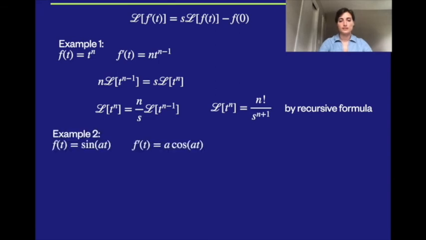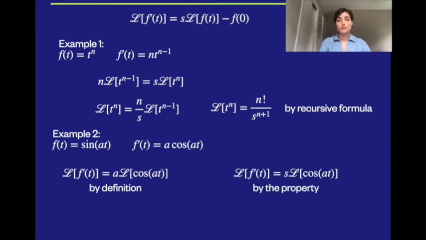Let's look at a second example. What might it be? The cosine and the sine. So we have here the sine is f of t, and a cos is the derivative. By definition of the Laplace transform of f prime, we have that it is equal to a times the Laplace transform of cos at.